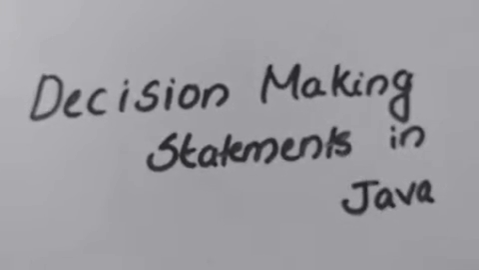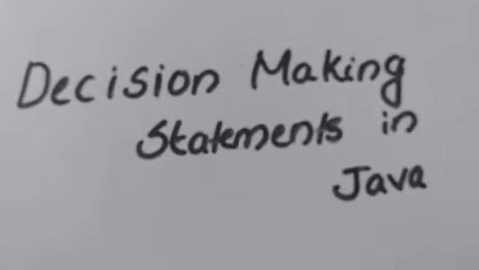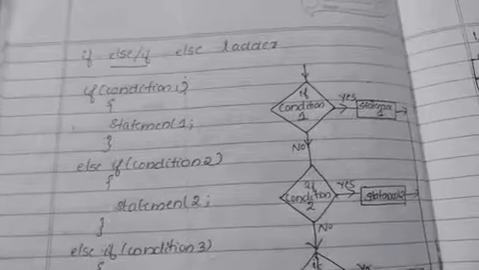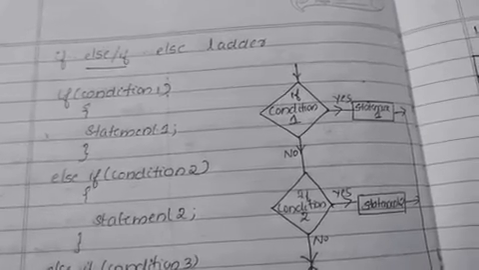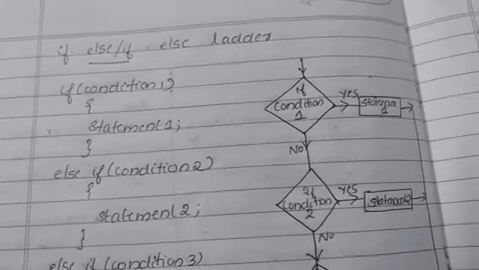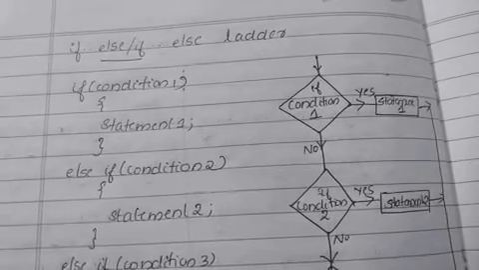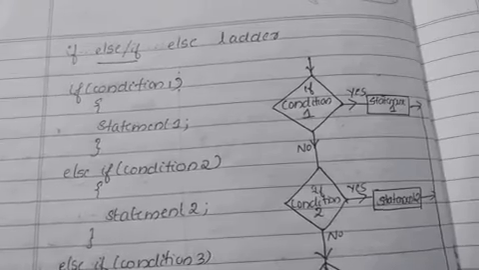Welcome back, students. Today we are going to discuss the decision making statements in Java. So the next decision statement we are going to study is the if else ladder. The if else ladder creates associated if else statements.